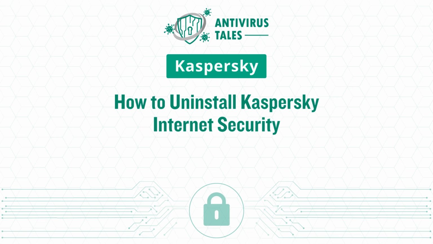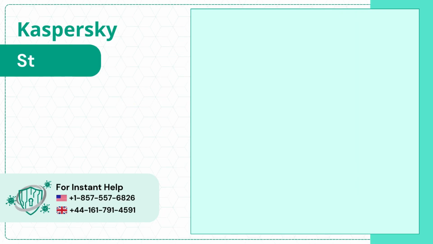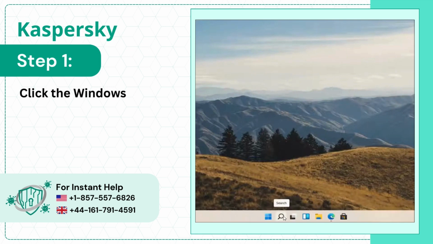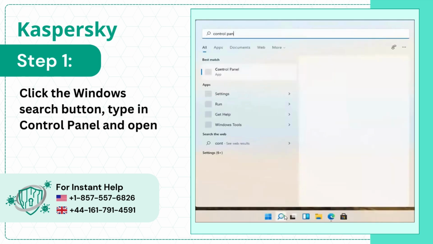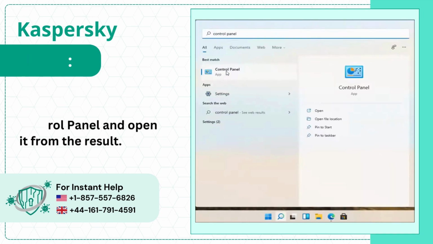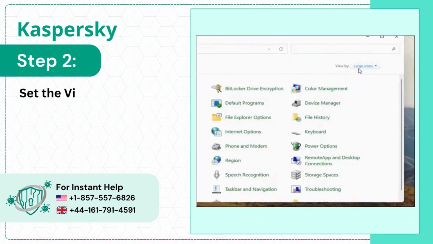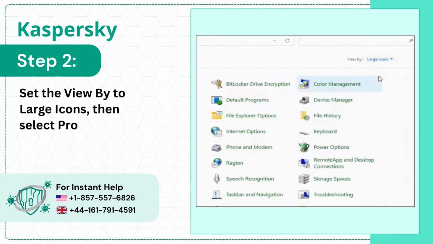How to uninstall Kaspersky Internet Security. Step 1. Click the Windows search button, type in Control Panel and open it from the result. Step 2. Set the view by to large icons, then select Programs and Features.